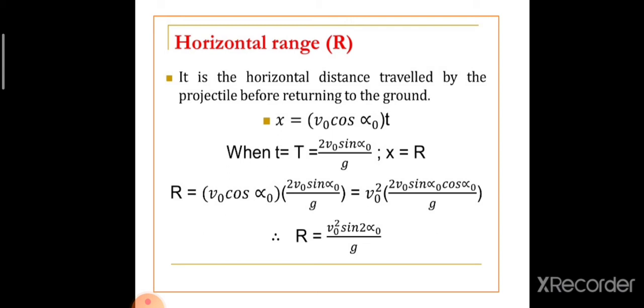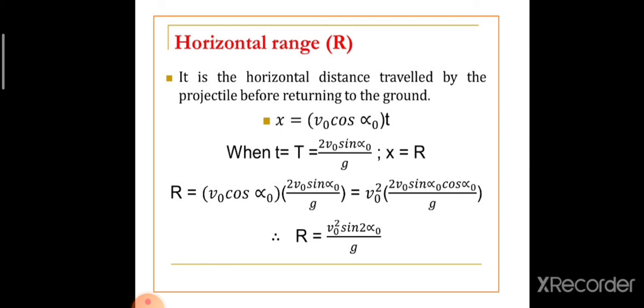which is equivalent to v0 square into 2 cos theta sin theta divided by g. v0 is not present inside the brackets. Utilizing the identity 2 sin theta cos theta is equivalent to sin 2 theta, we can write R is equivalent to v0 square sin 2 theta divided by g, which is the equation for horizontal range.